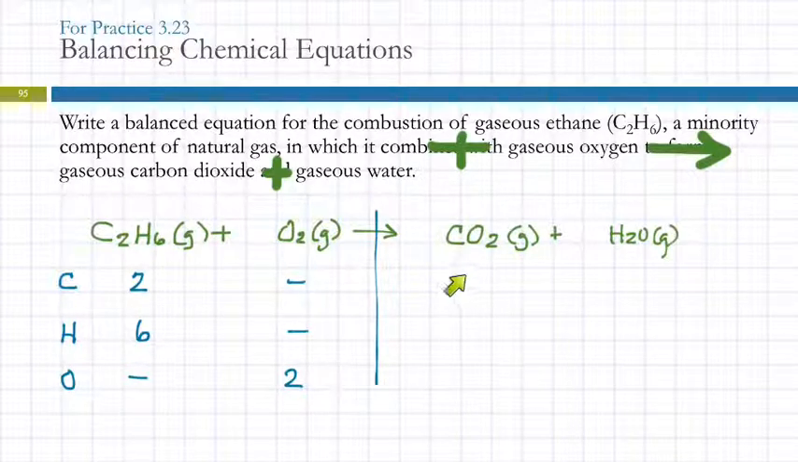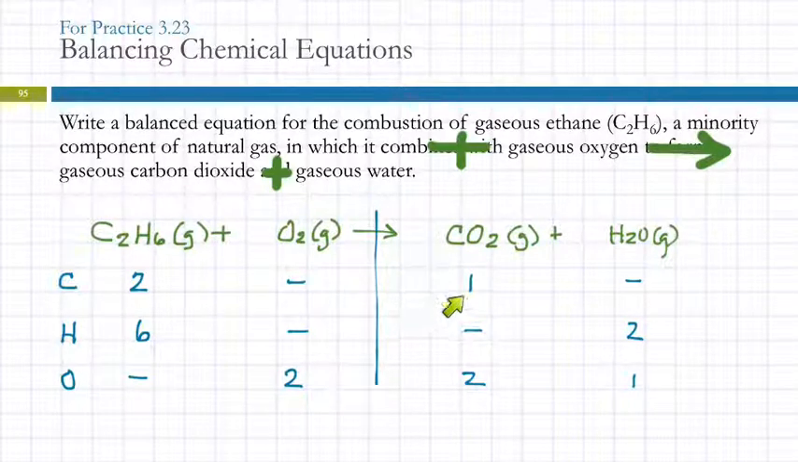In the CO2, I've got 1 carbon, no hydrogens, 2 oxygens. And in the water, I've got no carbon, 2 hydrogens, and 1 oxygen. So I can look at this line and compare the numbers on this side and on that side. I've got 2 on this side and 1 on this side.